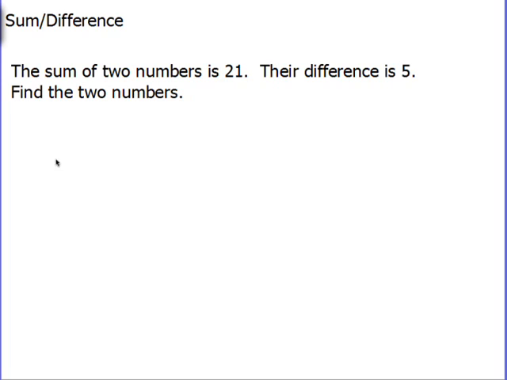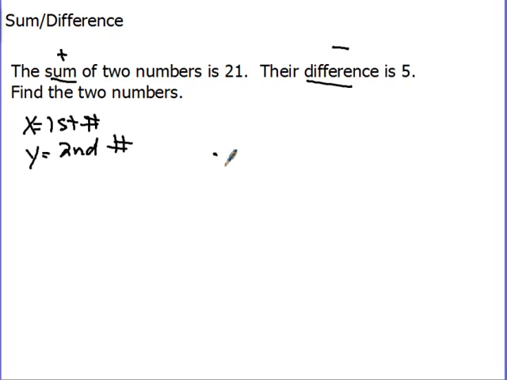Alright, sum and difference. So it says the sum of two numbers is 21. Their difference is 5. Find the two numbers. I don't know what the two numbers are, so I can let x represent the first number and y represent the second number. So the sum, remember that means addition. Difference, subtraction. When I add two numbers, the sum of two numbers is, remember that's equals 21. Their difference, so I could say x minus y, is 5.